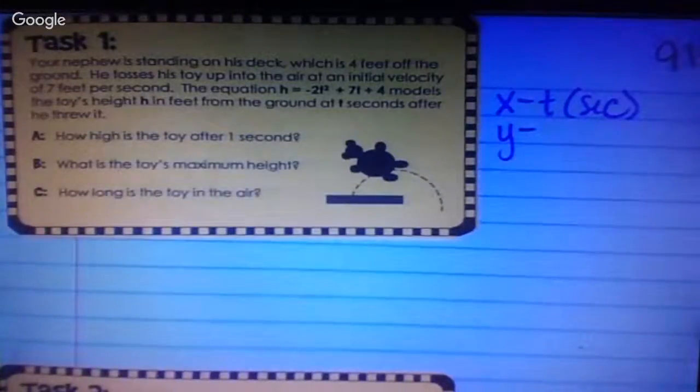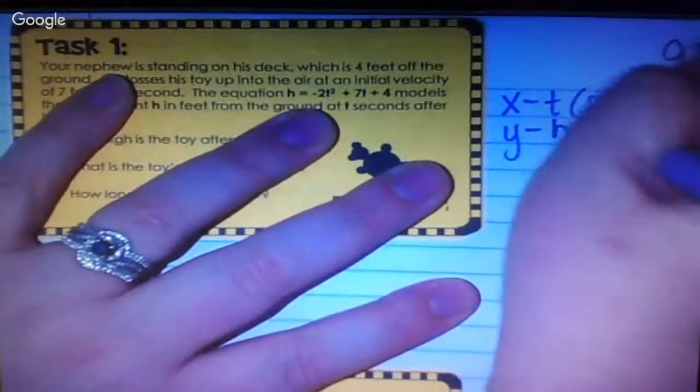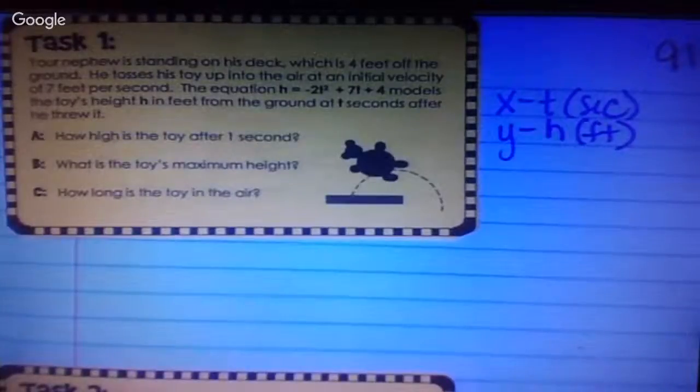So as I go along my x, it's how many seconds have passed when I look at my graph. What is my y showing us now? Height. The height. And that's in feet. Okay, so as my toy goes up in the air, so here's your toy, it's going up in the air and it's coming back down. This represents how long it was in the air. Okay, this is your seconds, and this is how high it is.